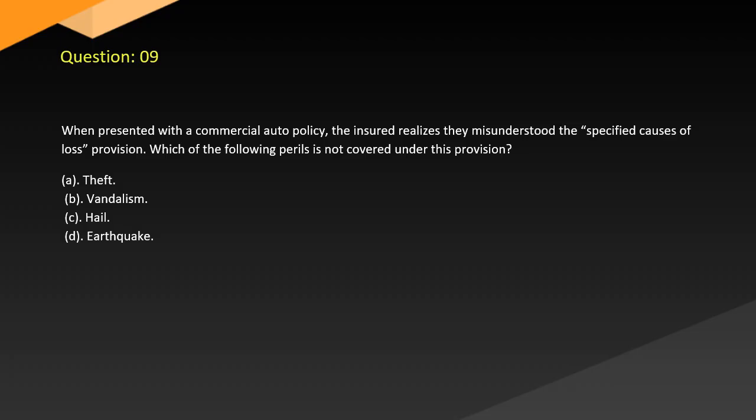Question 9. When presented with a commercial auto policy, the insured realizes they misunderstood the specified causes of loss provision. Which of the following perils is not covered under this provision? A. Theft. B. Vandalism. C. Hail. D. Earthquake.